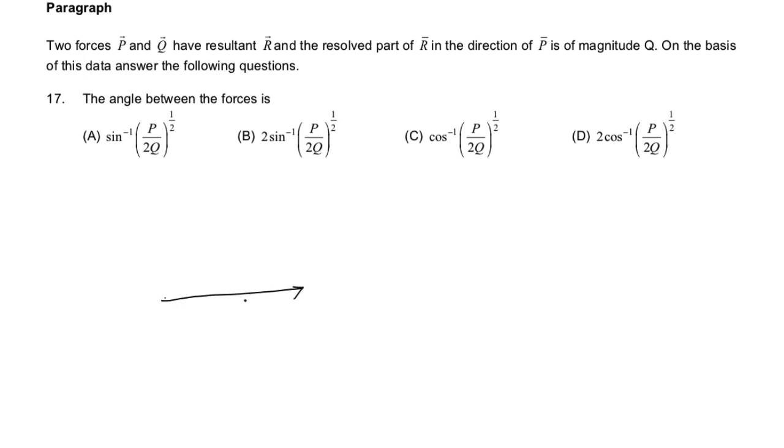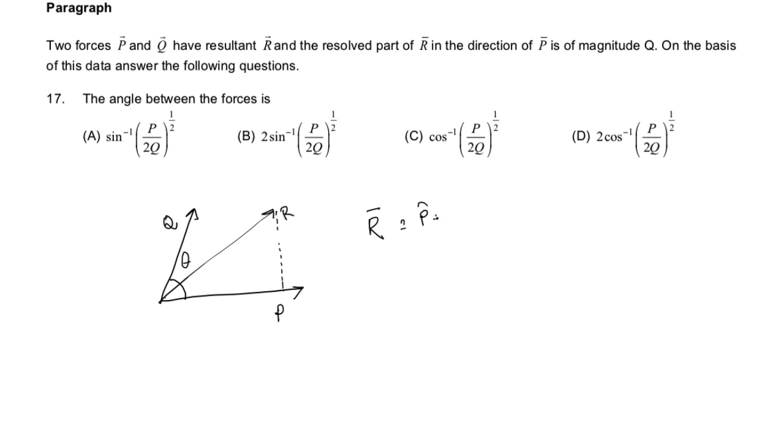So let us say this is one force P, this is another force Q, and their resultant is a vector R. The angle in between them is theta. So the resolved part of R in the direction of P is nothing but the resolved part of P plus Q in the direction of P. Can you get my point?